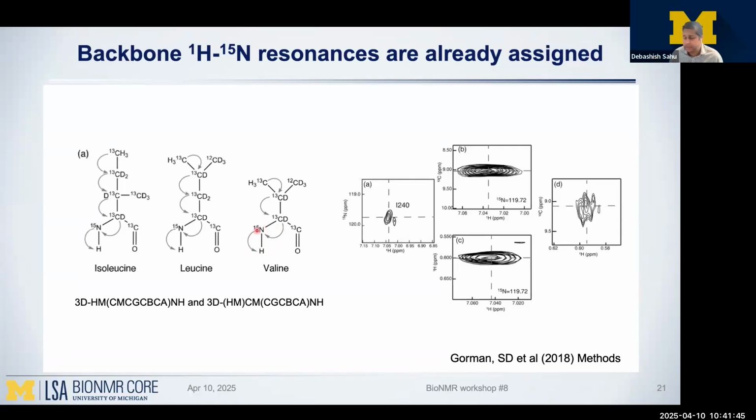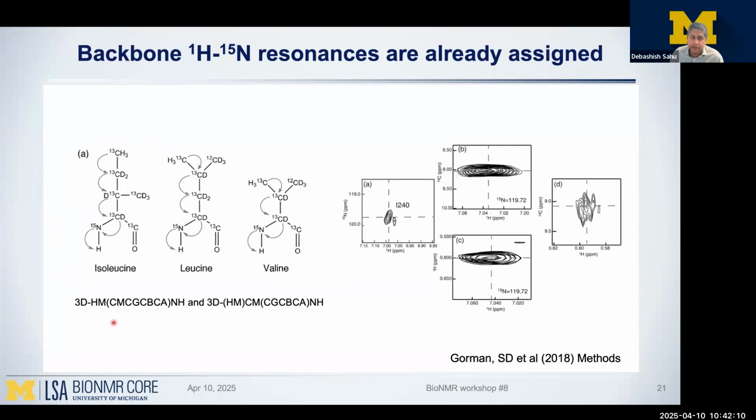Again, in some cases that is useful. Some people would have already had an assignment, so this is probably in the borderline. So maybe it is a 30 kilodalton protein or somewhere in that range where you have these assignments. So basically, this is a known answer. In this case, let's assume that you know this. So this is a proton nitrogen HSQC experiment, wherein you know that this is an isoleucine 240, right?